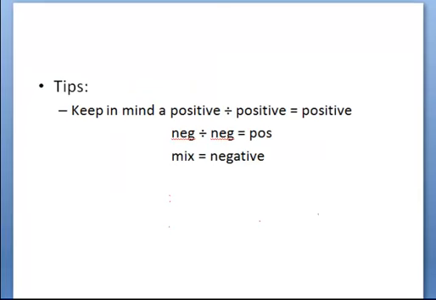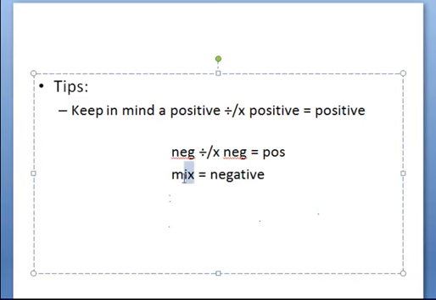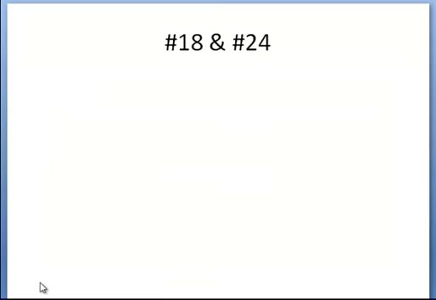Alright. One thing to keep in mind is that when a positive and a positive are in the division or multiplication, or a negative and a negative are in the division or multiplication, the result is always positive. They get along. But if you ever have a mixture, so you're trying to divide a negative something by a positive something, negatives and positives don't get along, you get a negative result. We're going to work out some examples of this.